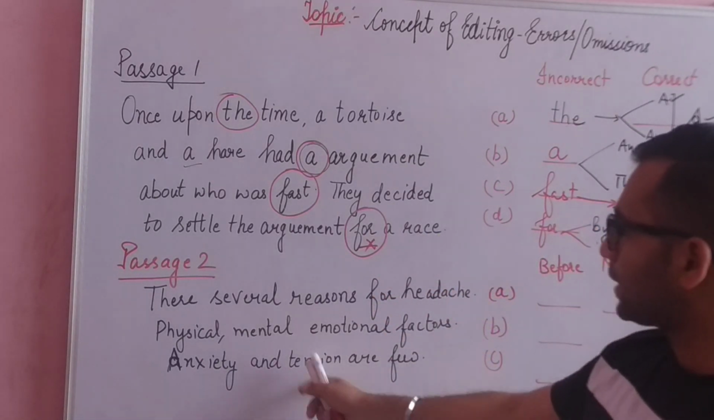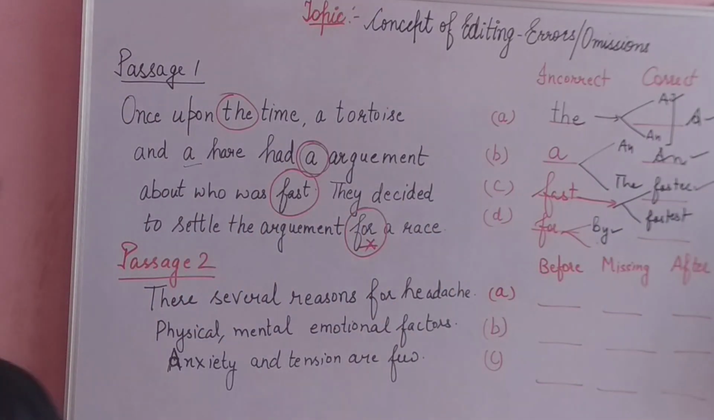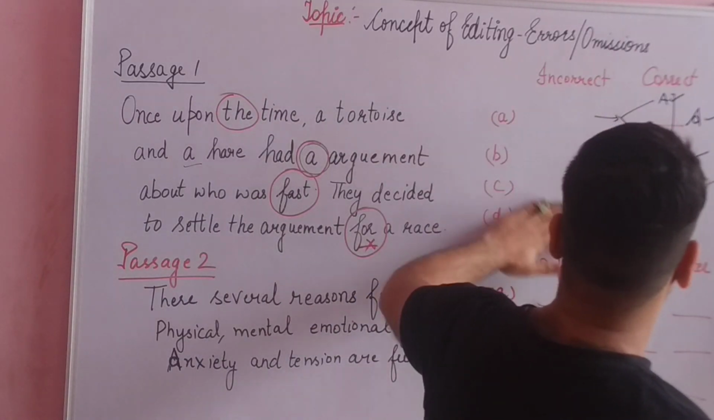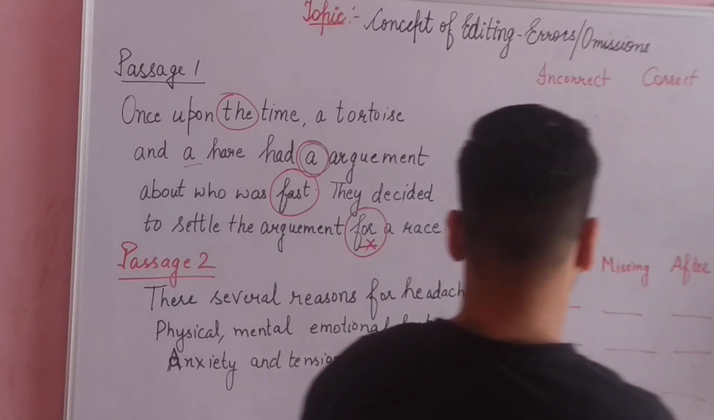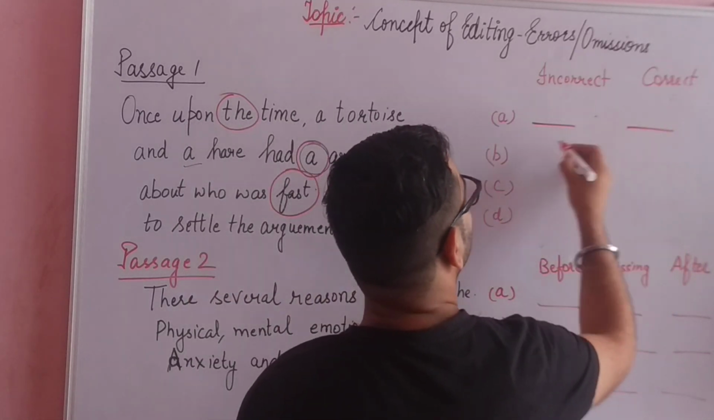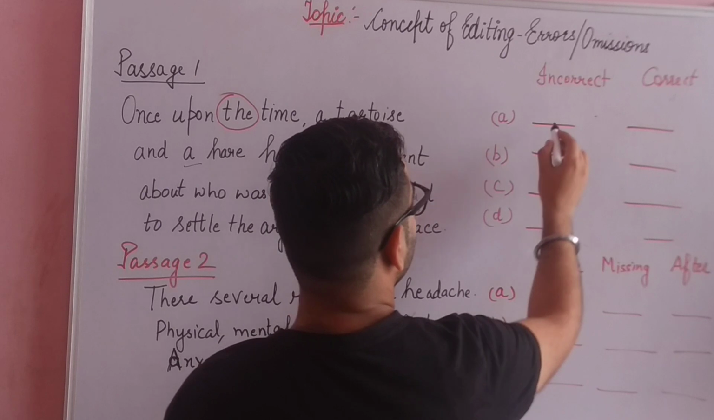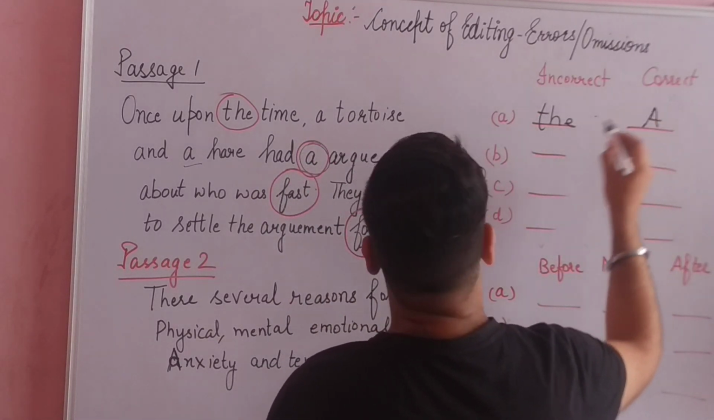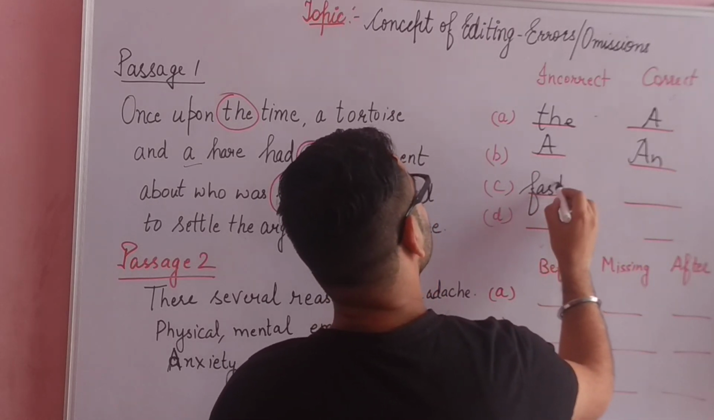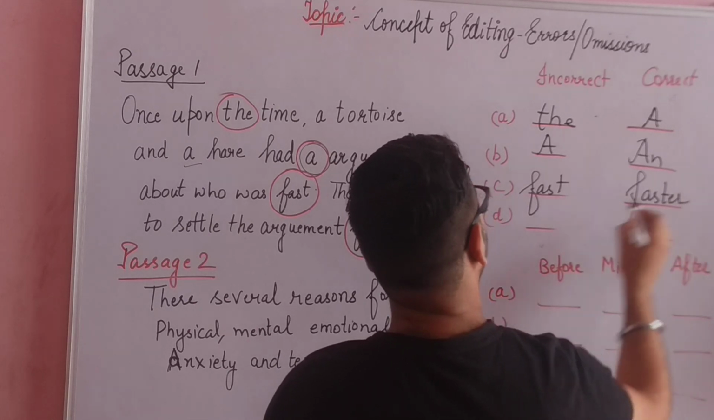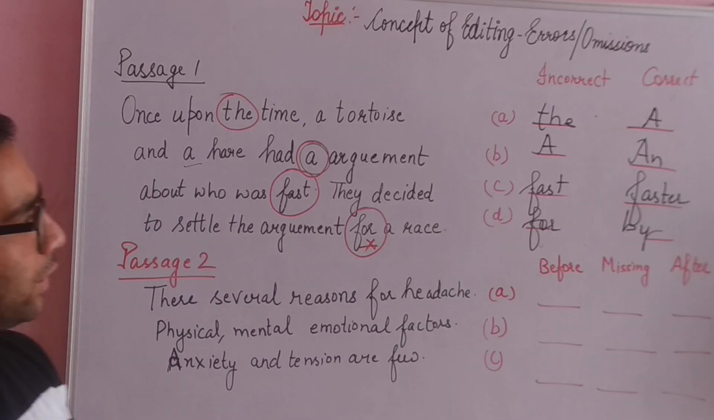Fine. Passage number 2. In paper, what will you be doing? You will be writing it in the proper format as I am doing it here. I am doing it again for you because maybe you do it wrong in paper. So I am writing the correct format for you all. In paper, these blanks will come. You will make a table in the answer sheet in the same pattern. You will fill the correct answers only. Incorrect, then correction. Here A is error, AN is correction. Fast is error, faster is correction, and for is error, by is correction. That's all. In paper you will be doing this.